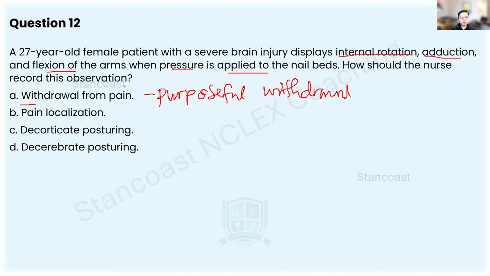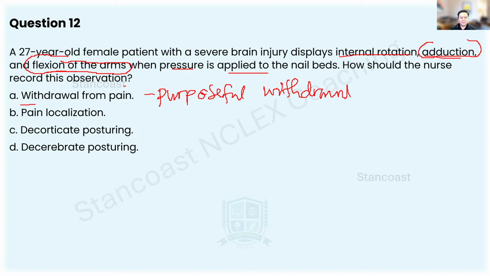And take note that the patient already has adduction and also flexion of the arms. Those are your clues. Okay? Adduction, flexion. What would that be? Adduction, flexion? Is it decerebrate? Uh-oh.